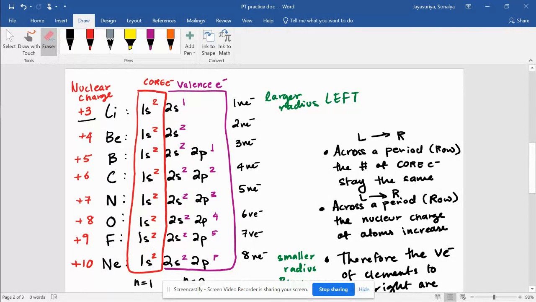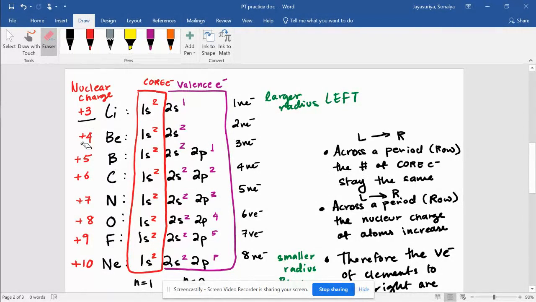Remember, core electrons are the electrons that are not the valence electrons, and valence electrons are the electrons in the highest energy level of each element. And for second period elements, the highest energy level is the second energy level. So I've written down all of the valence electrons in purple. The core electrons are written in red. So you can see as you go from lithium to neon across the second period that the number of core electrons stays the same. So I've written it down here. Across a period, the number of core electrons stays the same.